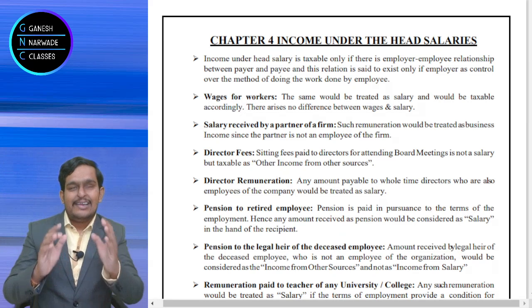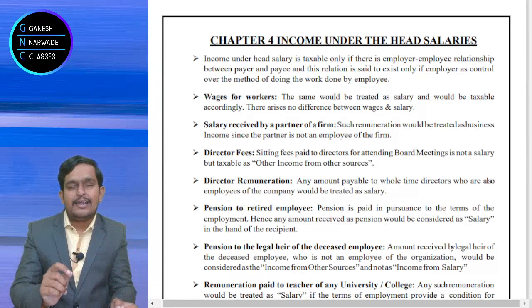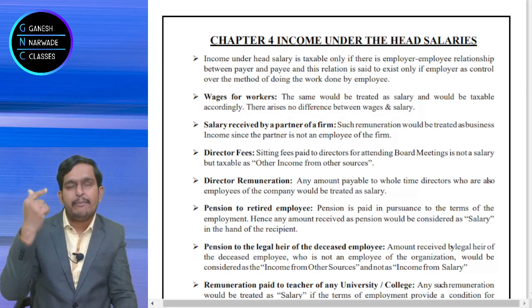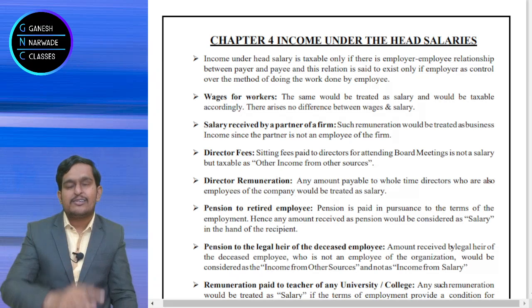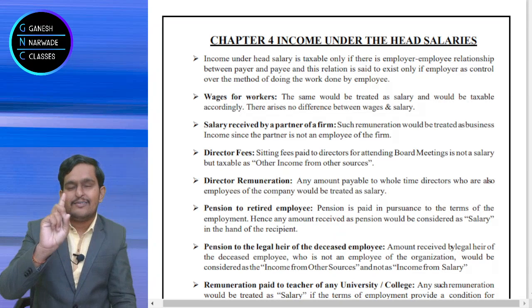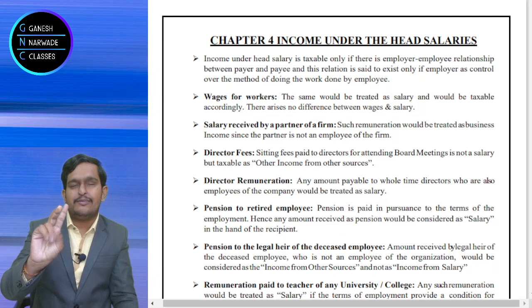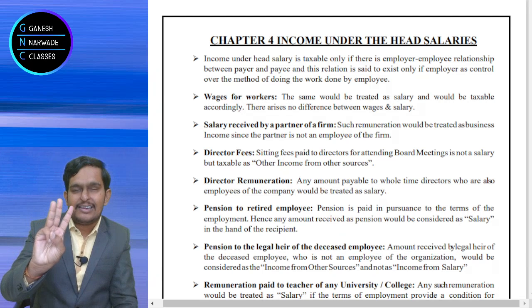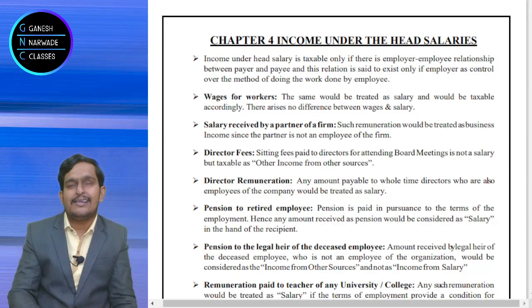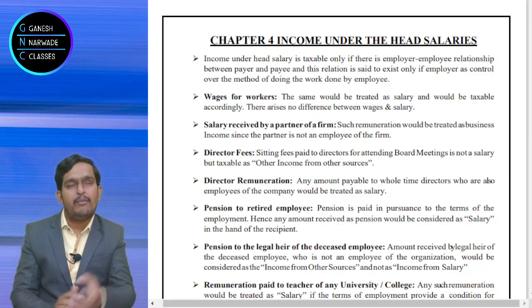So let's start. Income under the head salary. How many heads of income are there? Please remember, 5 heads of income. First one, income from salary. Second one, income from house property. Third one, profits and gains of business and profession. Fourth one, income from capital gains. And fifth one, income from other sources.